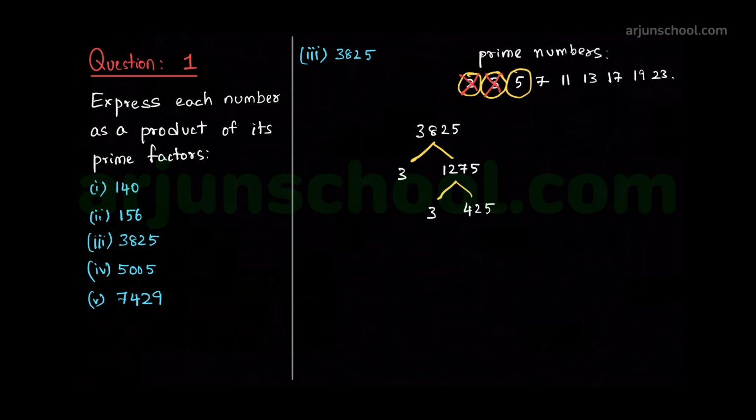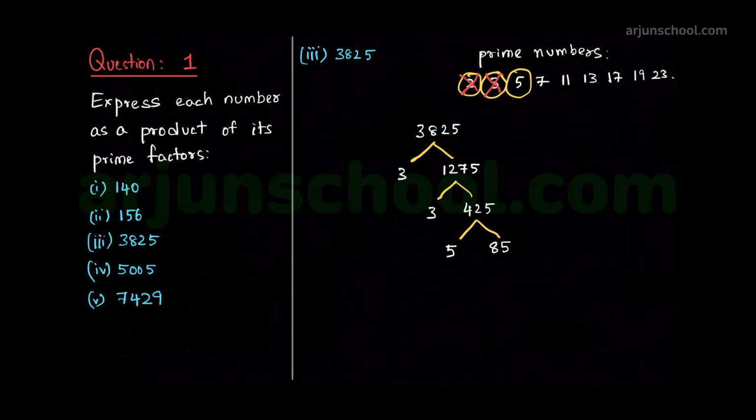The next prime number is 5. The last digit of the number 425 is 5. Since a number is divisible by 5 if it ends with 0 or 5, 425 is divisible by 5. Divide 425 by 5. 425 divided by 5 is 8 times, and then we have 5 times, 85. Now we have 85. Continue checking with the prime number 5.